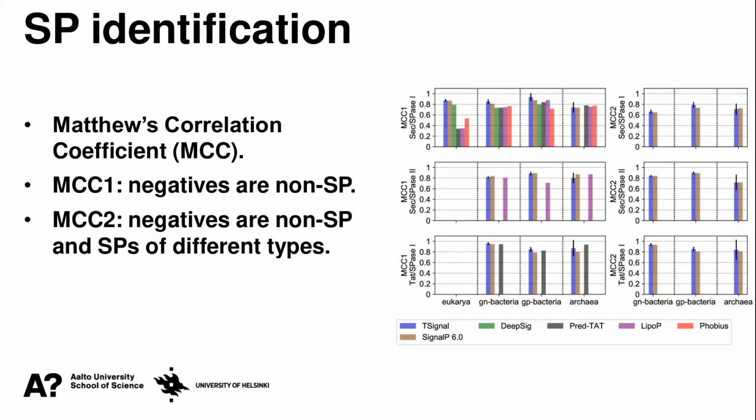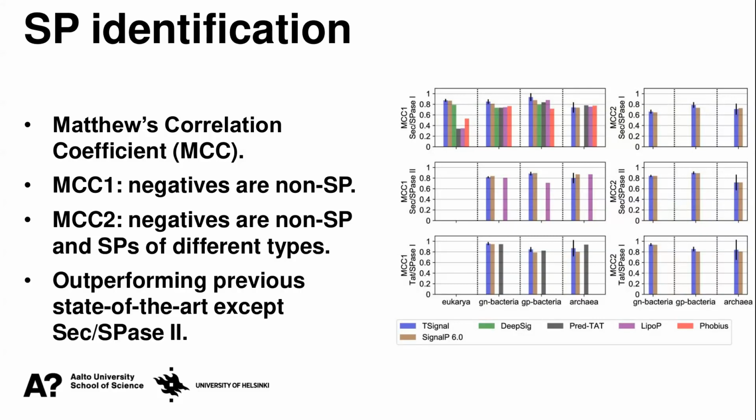MCC2 is the harder task, where we compute the MCC considering also other signal peptide types as negatives. On the right figure, our method is colored in dark blue, and it is the first method to the left, and our main competitor, SignalP 6, comes right after it. Our method outperforms SignalP 6 on many organism groups and SP types, with some exceptions such as the MCC1 of Sec/SPase II, but therefore it is competitive in terms of signal peptide identification.